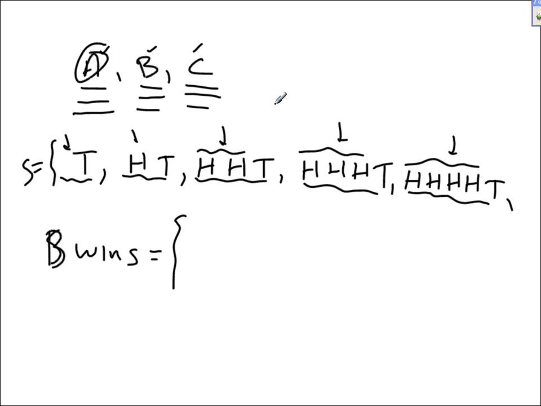Well, Betty can win in round 1. That is, Abe doesn't win, and then Betty tosses the tail. Or Betty's going to win in round 2. That's round 1, nobody won. Then Abe doesn't win, but Betty does. That's round 2.